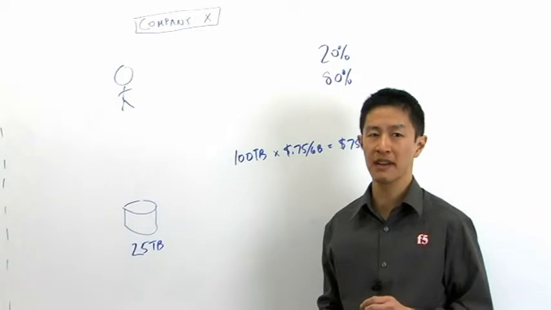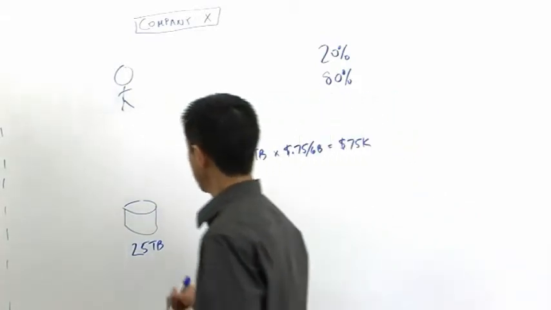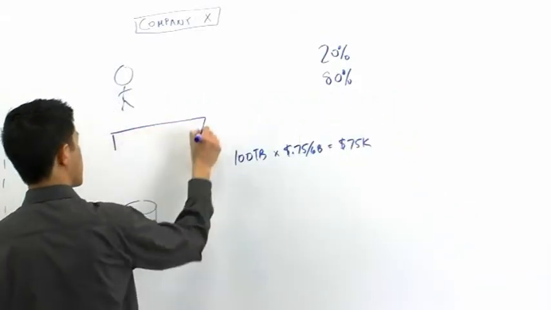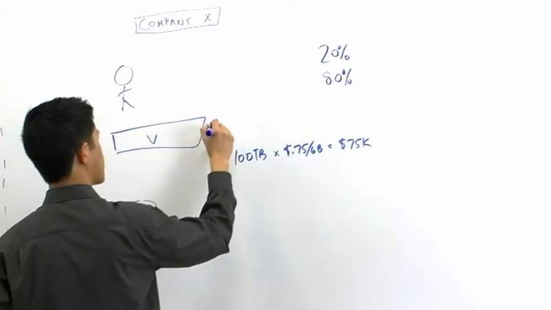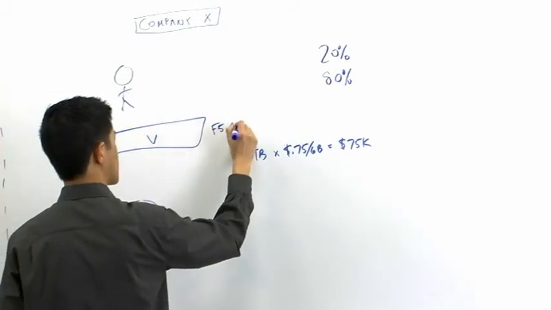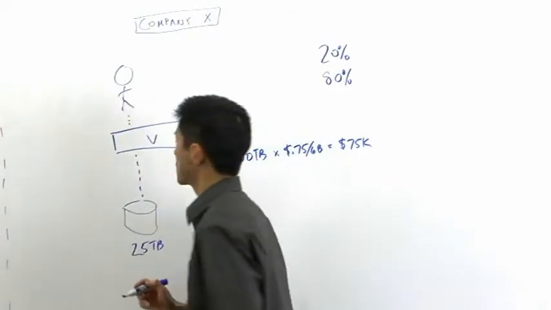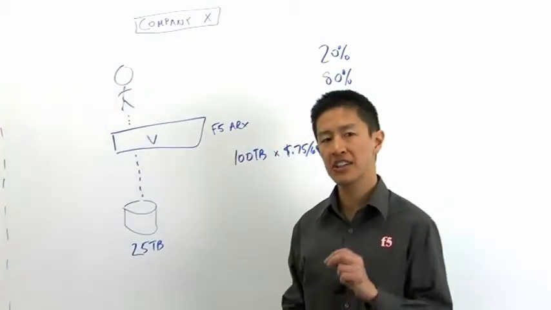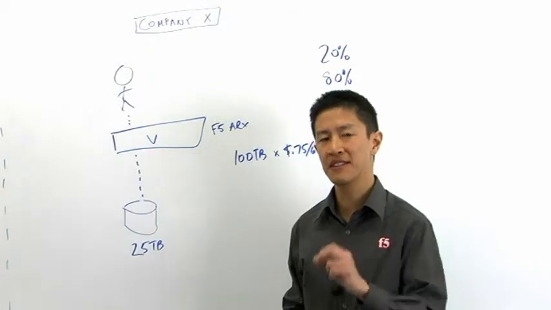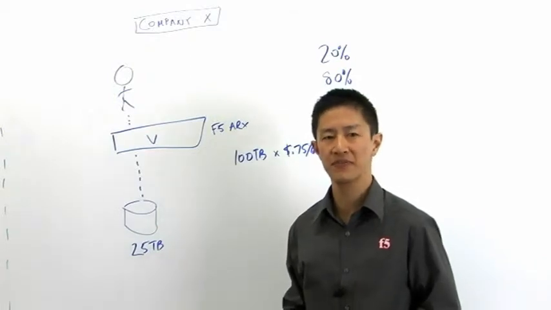Here's how we make it work better. The first thing we do is insert a layer of intelligent file virtualization in the network between users and applications and their data. This layer of virtualization decouples the logical access to a file from its physical location on back-end storage.